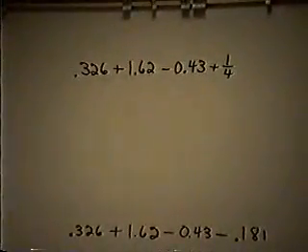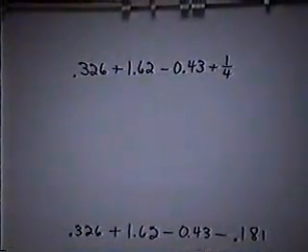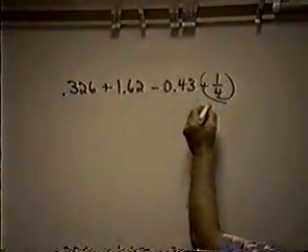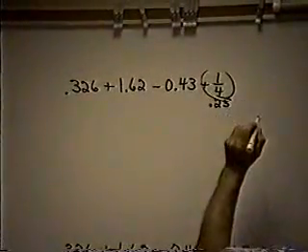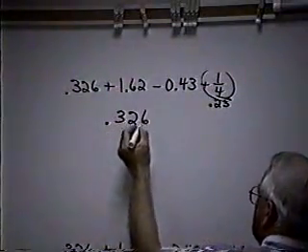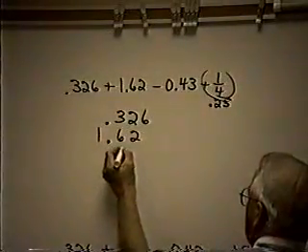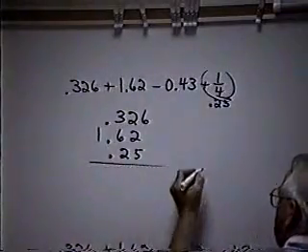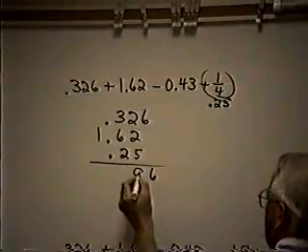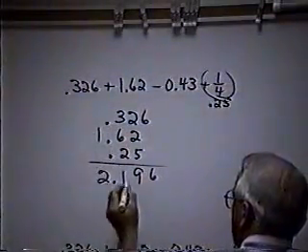The next example is where we have some sum and one subtraction part of it. So first thing to do is to change this to 0.25. Right, so we have 0.326, 1.62, and 0.25 to add. So we add that, this would be 6. Adding this would be 9. Adding this would be 11. Carry the 1, 2.196.